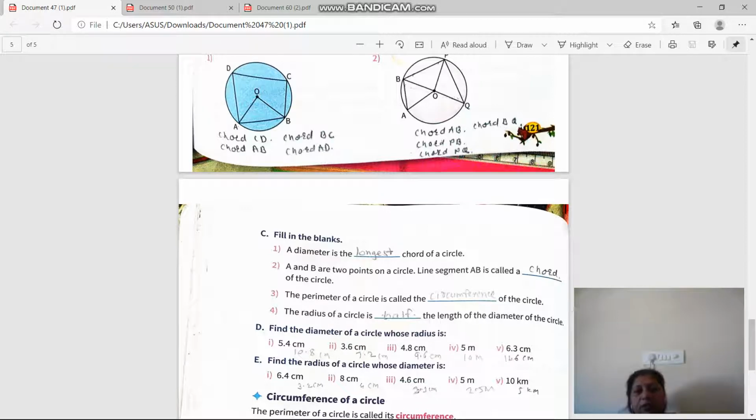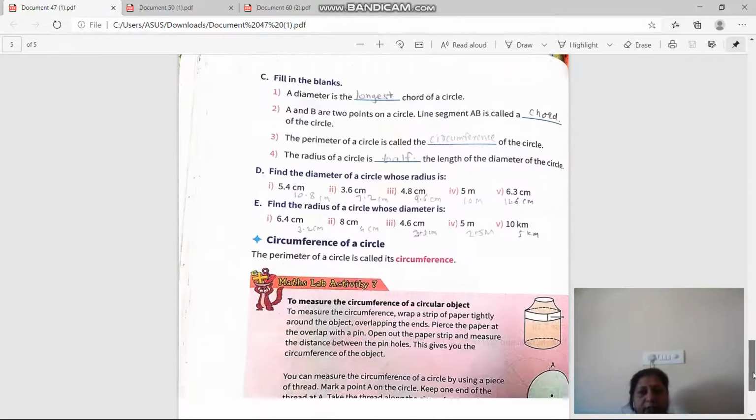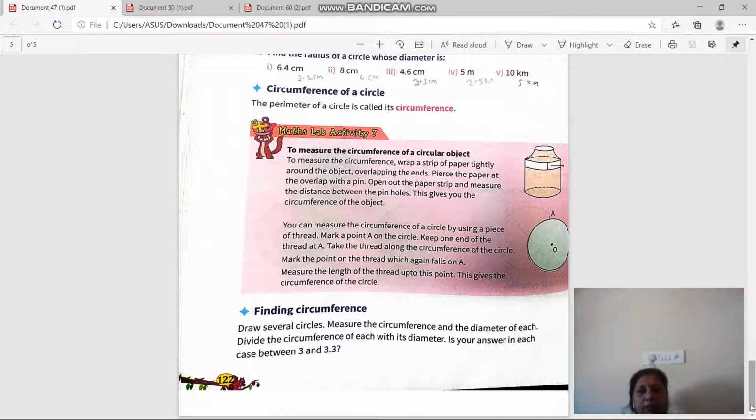Now we have to solve D and E. So let's see if we solve in a copy. I think it may be in the next document. Let's see.